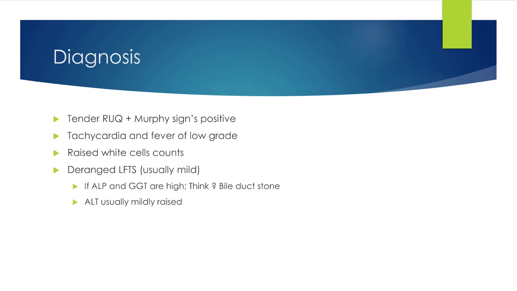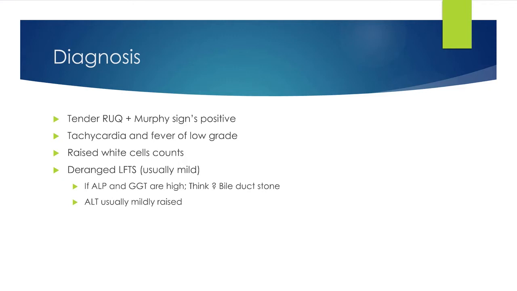We need to interpret the LFTs. So the main thing in this situation is to see whether we are dealing with an obstructive form of derangement or not. And that's by looking at the level of the alkaline phosphatase and the GGT. If they are high, this will give us an indication that there could be a stone in the bile duct. We know that about 10% of people who present with acute cholecystitis or biliary colic could have a stone in the bile duct.